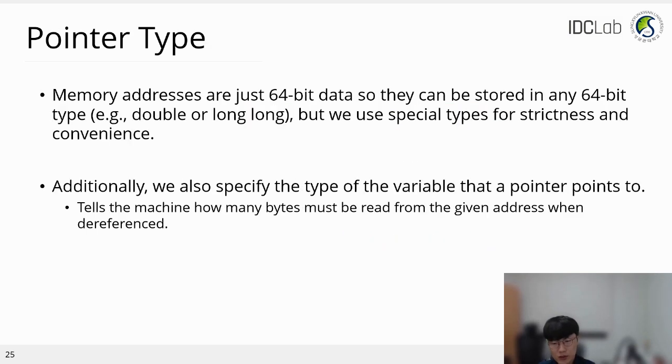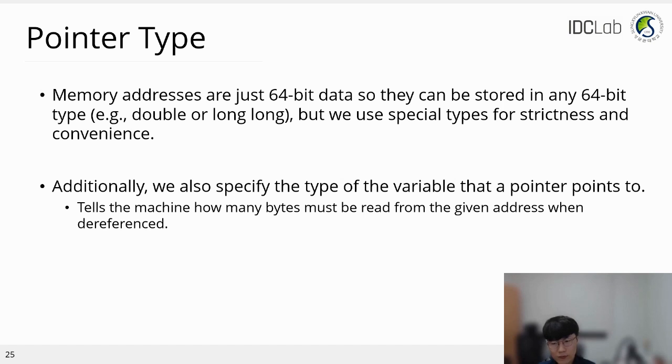So we have talked about how to define and print out a pointer. Here we talk about the type of pointer. Memory addresses are just 64-bit data, so it can be stored in any 64-bit type, like double or long.